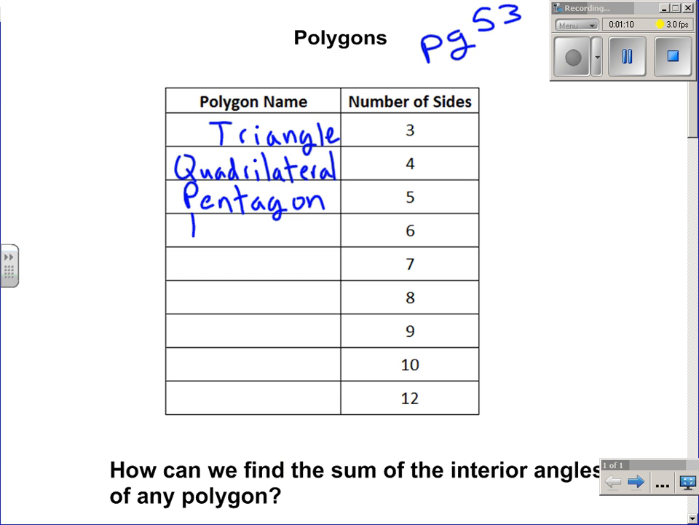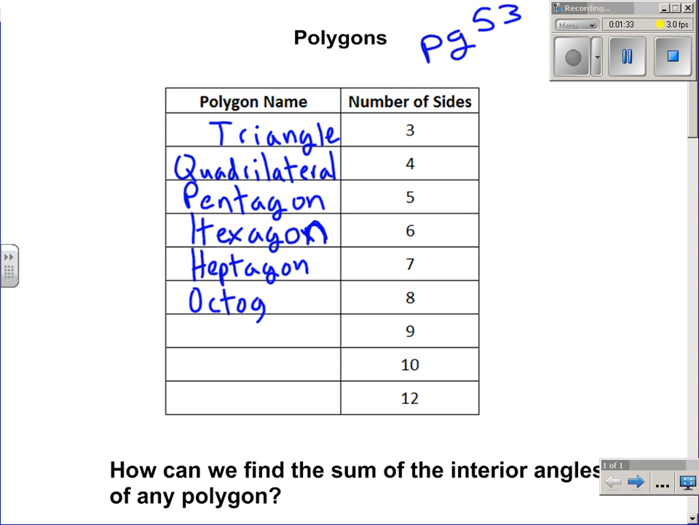6 is going to be hexagon. A good way to remember that is the x. So 6 and hexagon. 7 is the one that people usually forget. It's heptagon, and there's not really a trick for that. You just kind of need to memorize it. 8, octagon, like an octopus.